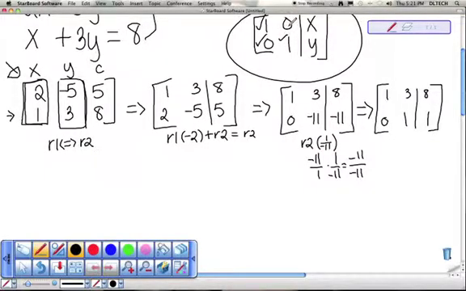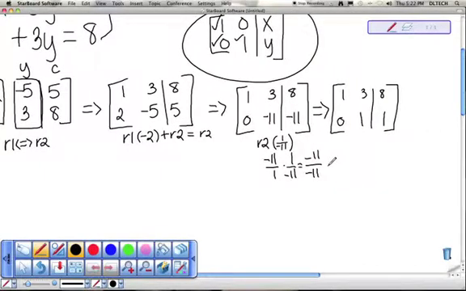Fourth and last goal is to get this 3 and convert it into a 0. And to do that, we'll multiply row 2 times -3 and add that to row 1. And this will give us our new row 1.